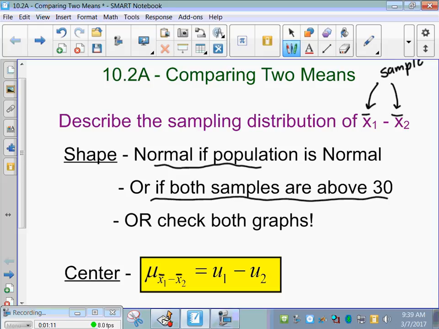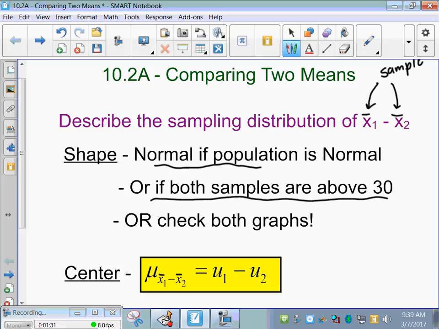What if they tell you there's a skewed population, but you still have above 30? Are you good to go? Yes. Do you guys remember why? No? The central limit theorem? Do you guys remember that? So even if your population's skewed, as long as you have large counts, all right, you're good to go.